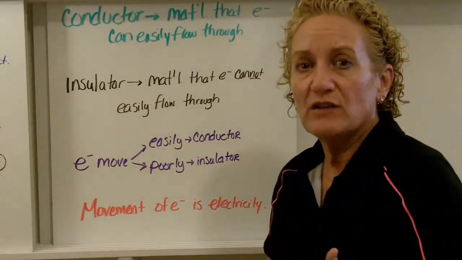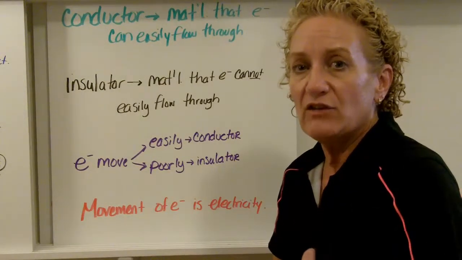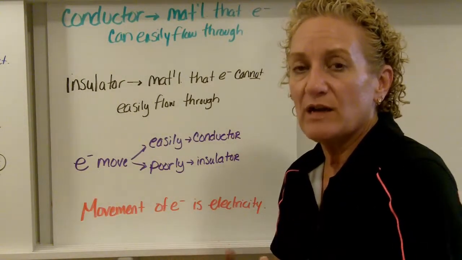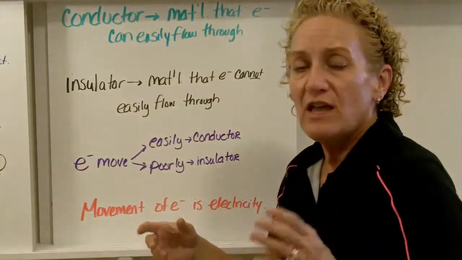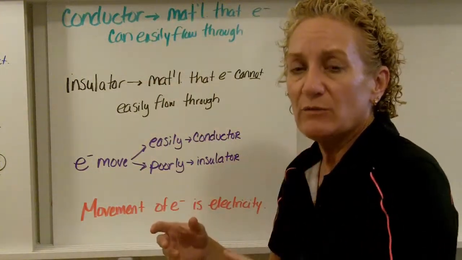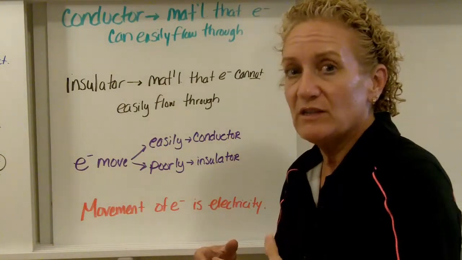Which begs the question about conductors and insulators. What's the difference between a conductor and an insulator? And again, I know you've studied this before, so we're not gonna beat it up. I just want to remind you, conductors are materials that electrons can flow very easily through, whereas insulators are materials that electrons cannot flow easily through.